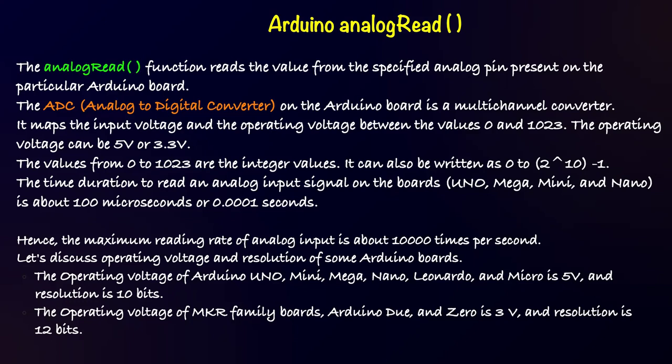Let's discuss the operating voltage and resolution of some Arduino boards. Now, what is the operating voltage? The operating voltage of Arduino Uno, Mega, Nano, Leonardo, and Micro is 5 volt, and resolution is 10 bit. So remember, whenever you are working with an Arduino, it's basically working with a 5 volt supply. Whenever you connect the Arduino with a USB to the computer, it basically provides the voltage.